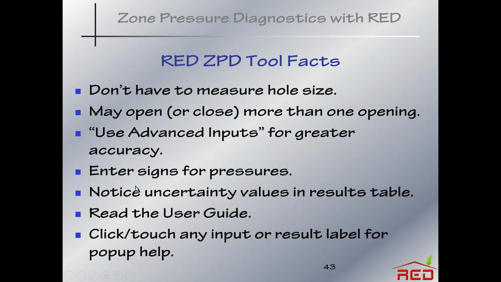It's important to enter the signs that are necessary, and if you don't do that right, it's going to check you and give you an error message. There is a user guide for the RED tool, and I recommend that you use that. And I've already mentioned the pop-up help. If you click on the label or touch the label, it will explain what that label is about. It will also give you input ranges.